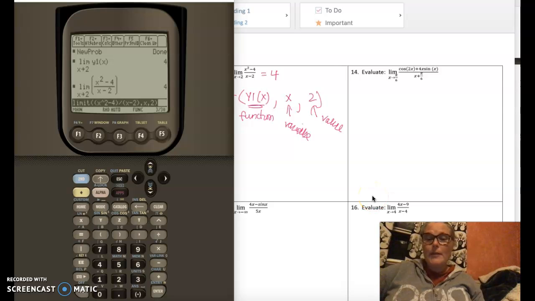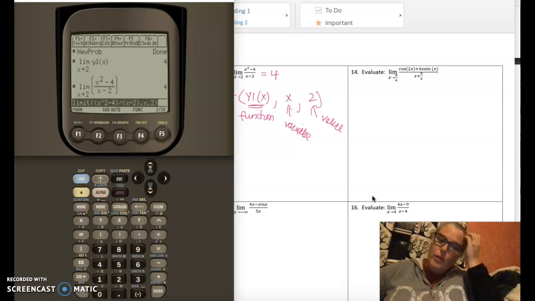Okay, the cool thing about this, it could also do trig. Don't forget, earlier we set the calculator to do radians. We're always in calculus unless it specifies degrees. We're always going to do radians.